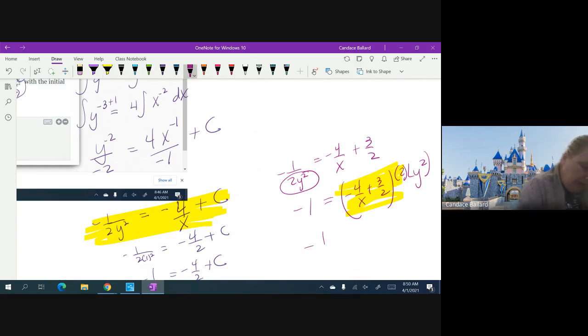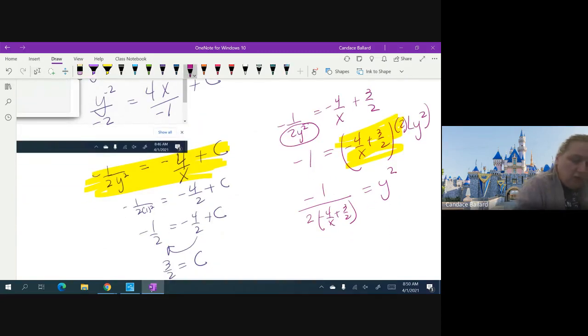So I've got negative 1 divided by this giant mess. I'm going to put the 2 on the outside, plus 3 halves equals y squared. And then we're going to square root both sides. So square root of -1 over 2 times -4x plus 3 halves equals y.